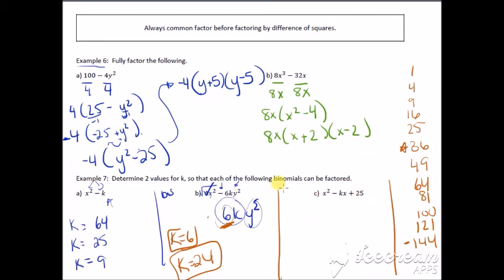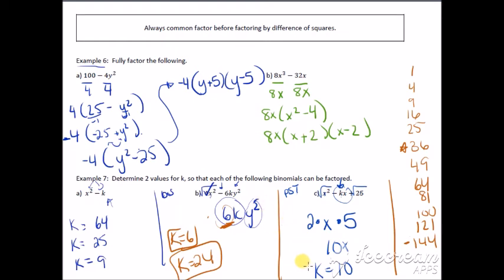Okay, and the last one. We have x squared, which can be rooted, and we have 25, which can be rooted, but there are three terms, so we're going to assume that this is going to be a perfect square trinomial. So this middle term always has to be 2 times the root of the first, which is x, times the root of the third, which is 5. So this middle term has to be 10x. That means k has to equal 10.